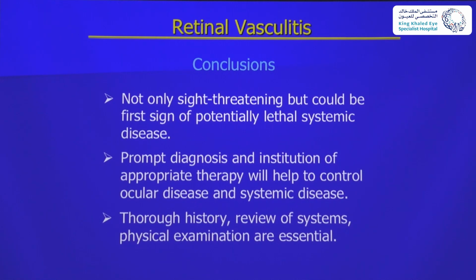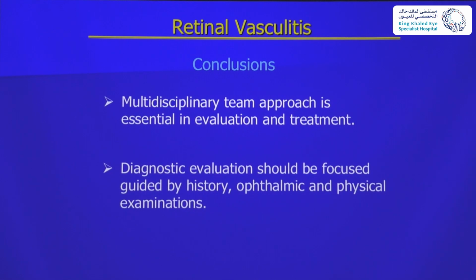Prompt diagnosis and institution of appropriate therapy will help to control ocular disease and systemic disease. Thorough history, review of systems, and physical examination are essential. A multidisciplinary team approach is essential in evaluation and treatment. Diagnostic evaluation should be focused, guided by history, ophthalmic and physical examination.